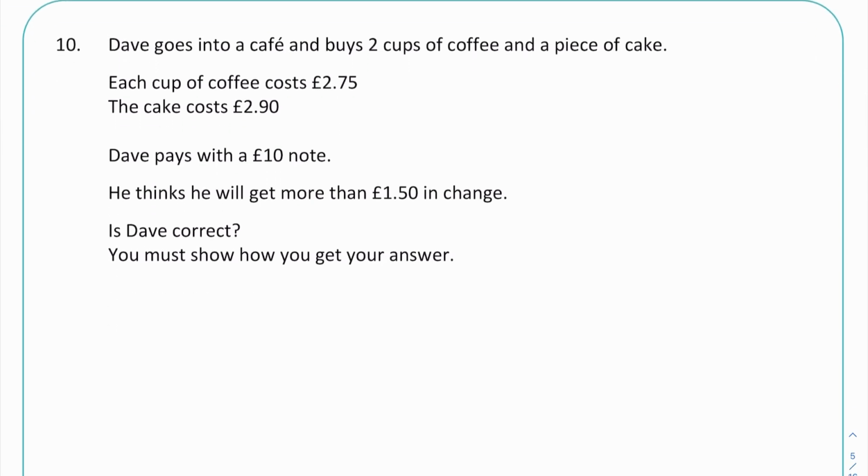Dave goes into a cafe and buys 2 cups of coffee and a piece of cake. Each cup of coffee costs £2.75 and the cake costs £2.90. Dave pays with a £10 note and he thinks he'll get more than £1.50 in change. Is he correct? And show how you get your answer. This is important, you must show how you get your answer. So we're not going to assume that the examiner knows how we've actually got there. So for this we're going to get 2 cups of coffee, we're going to times that by 2, and the cake, we're going to times that by 1, so just one piece of cake.